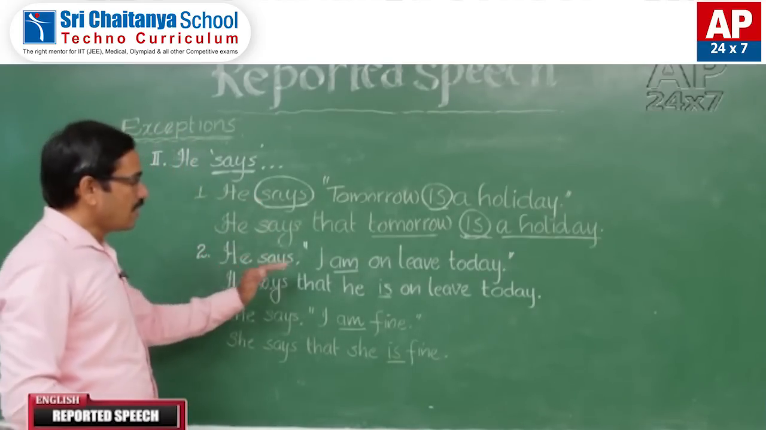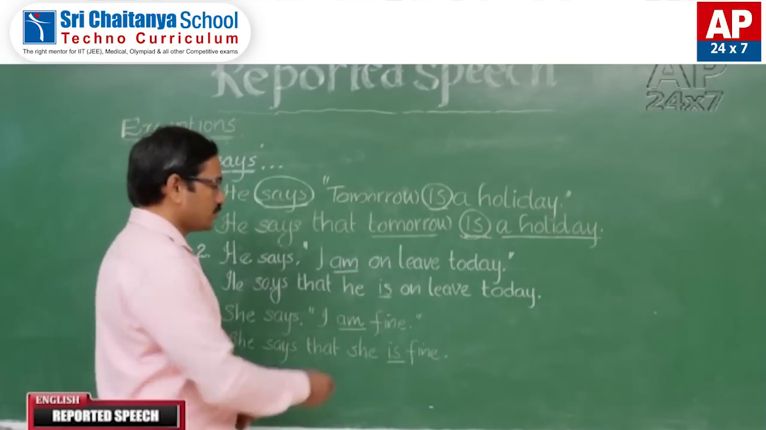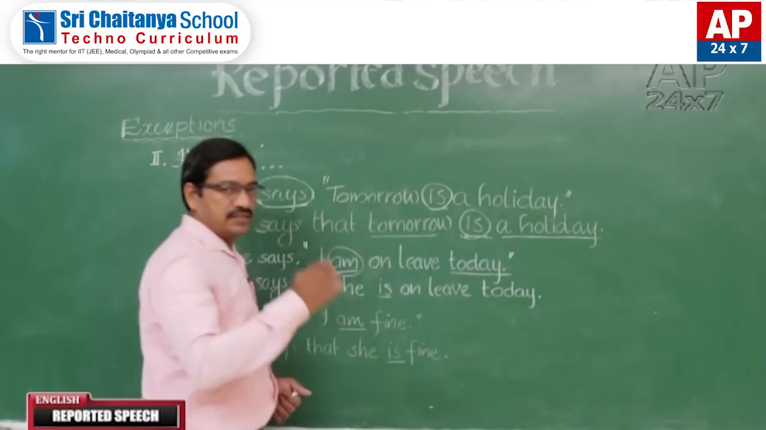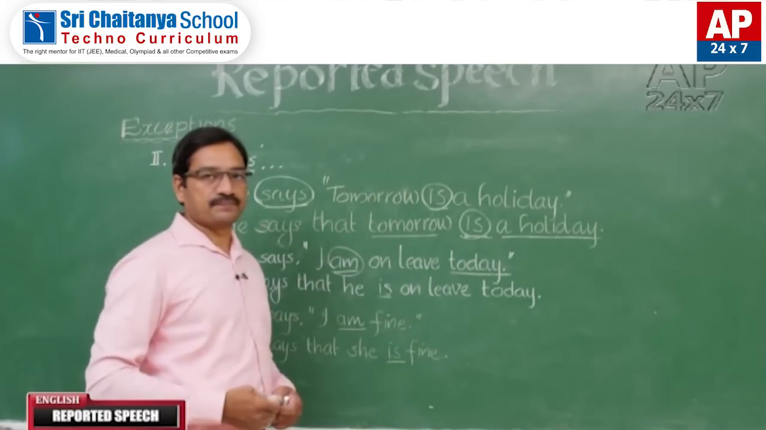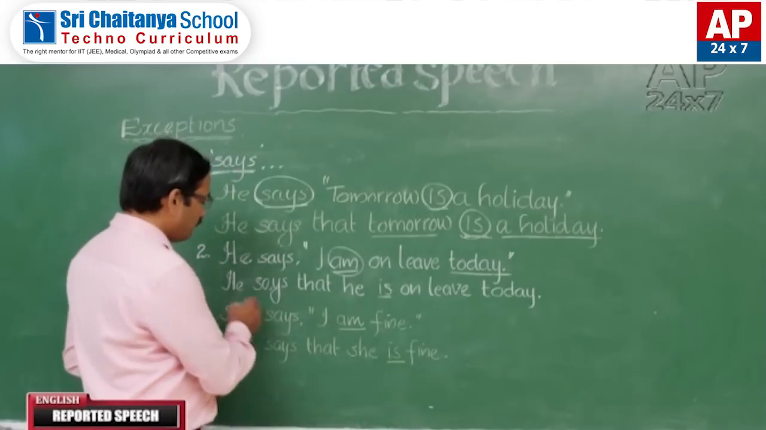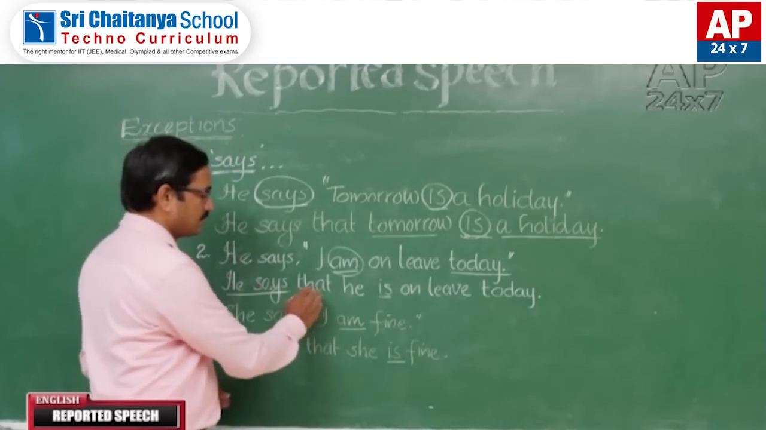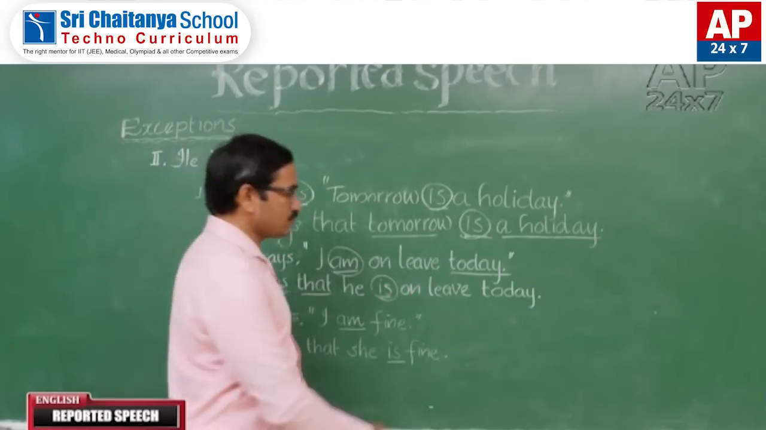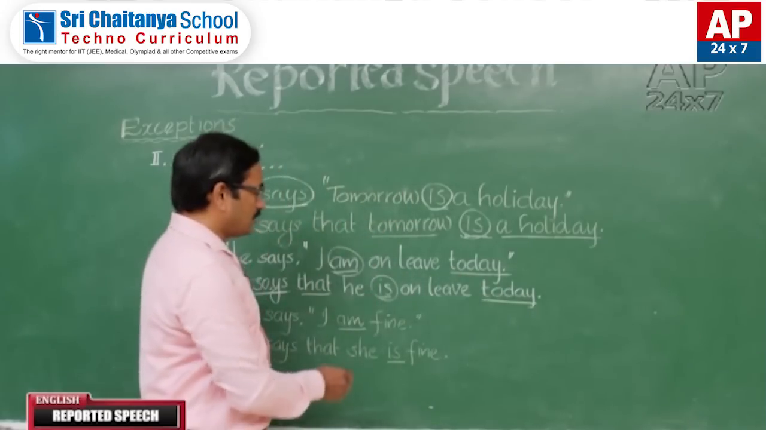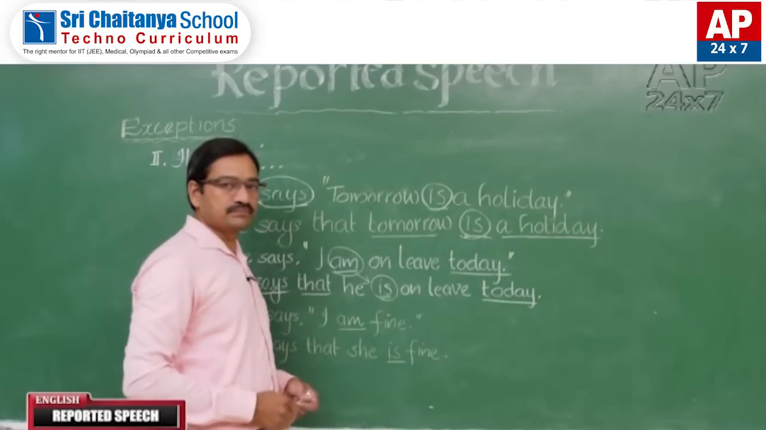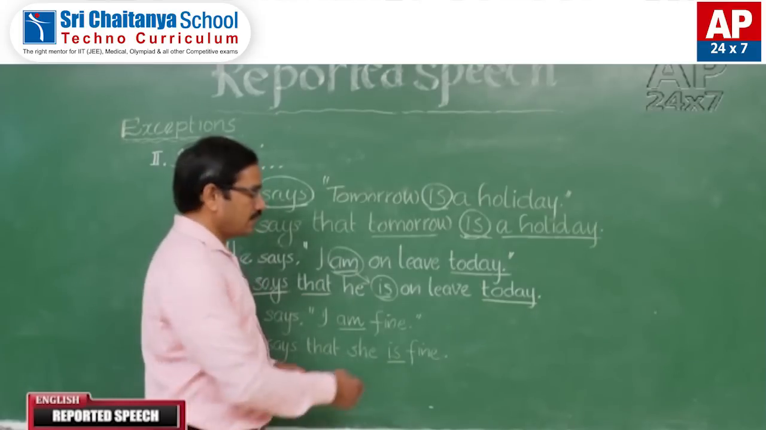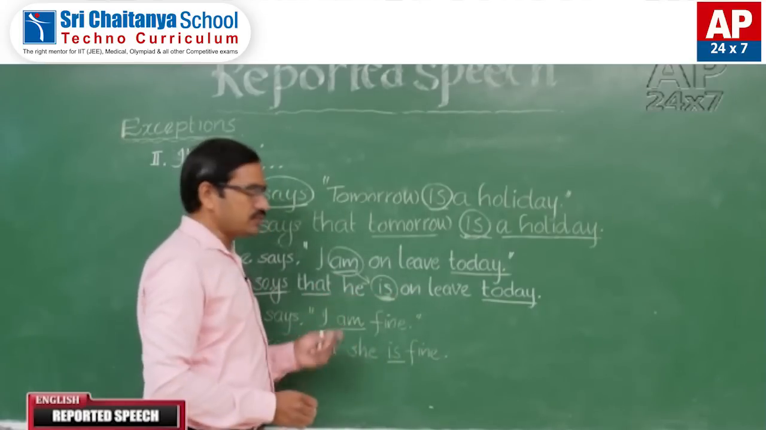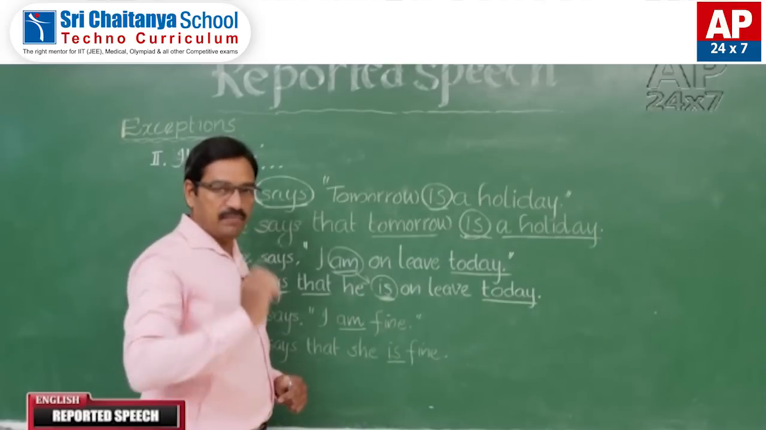Another example, he says, I am on leave today. So, it is in the present tense and it is about this particular day, today. As we are talking about today, he says, today I am on leave, present tense. When we report, we say, he says that he is on leave today. We have repeated the tense form. I am is present tense. So, is is the same present tense. We have changed the pronoun I into he. So, we have changed am into is, but the tense remained the same.